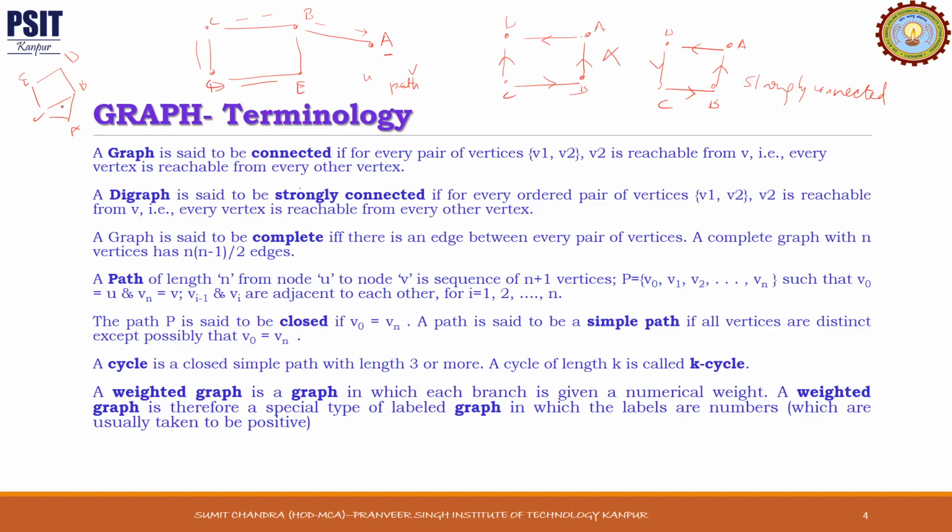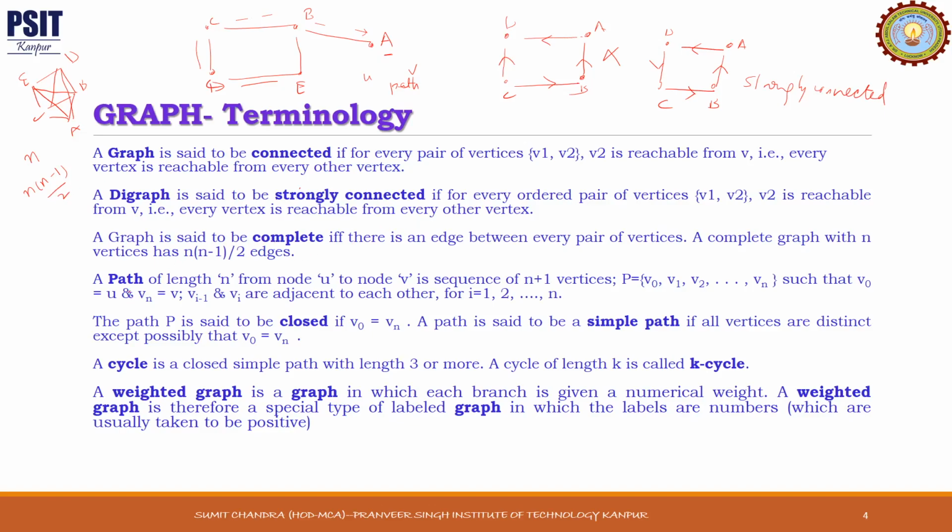So this is not complete. Why? Because we do not have an edge from A to D. So I will draw this edge. A to E I will draw. C to D I will draw. B to E I will draw. So now this graph is complete because between every pair of vertices I am having an edge. And in case of a complete graph, if the number of vertices is n, the number of edges is n into n minus 1 by 2.